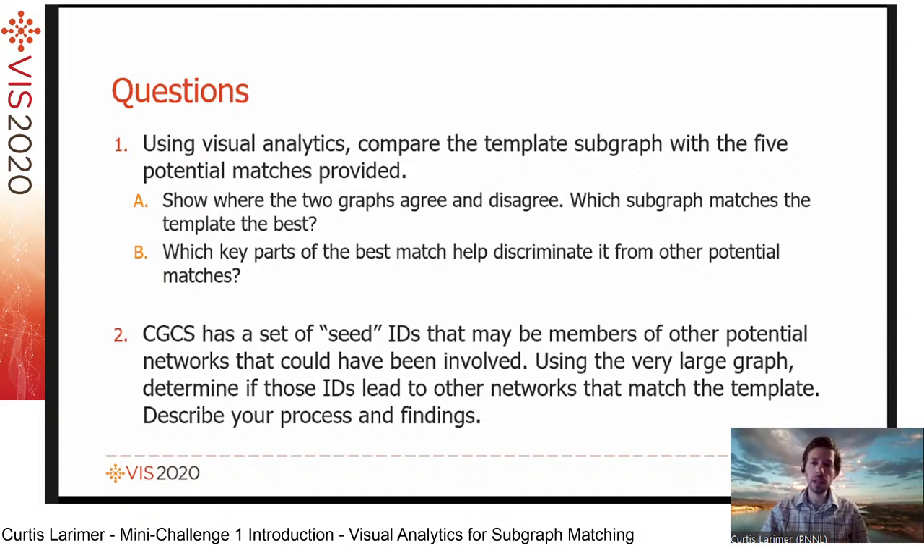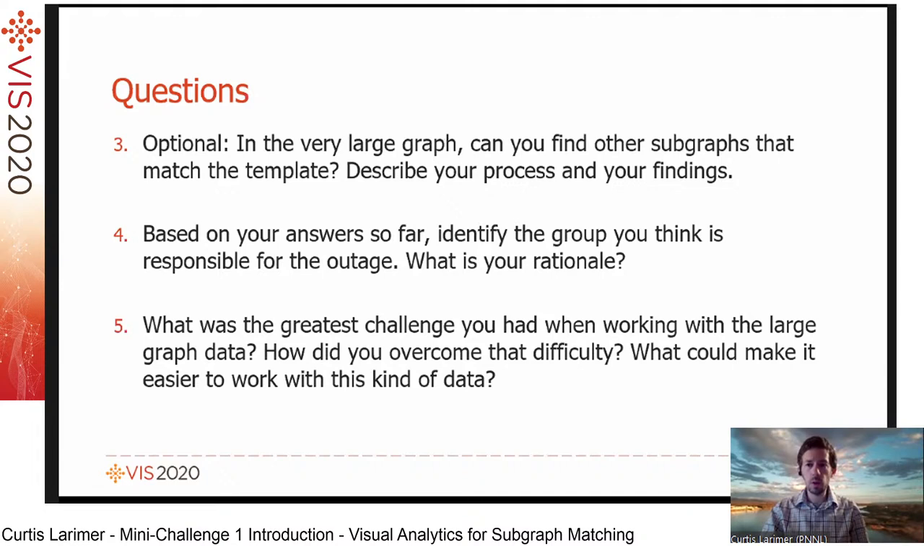Now, the second question was slightly more difficult because we didn't provide an entire subgraph, but instead just one starting point. And in order to build out a match, the participants had to look into the large graph and do so sort of piece by piece. The third question was listed as optional, and there's a good reason for that, because in this question, we asked participants to find a match to the template without any guidance, without any indication of where to start.